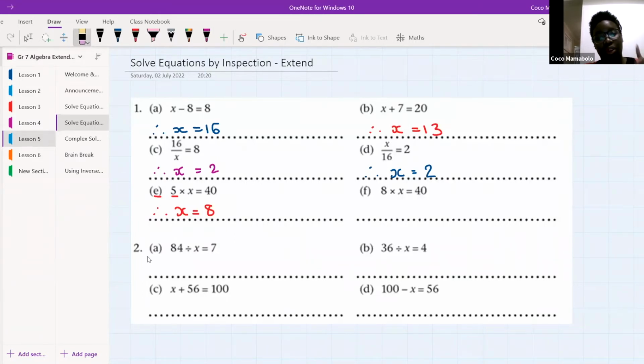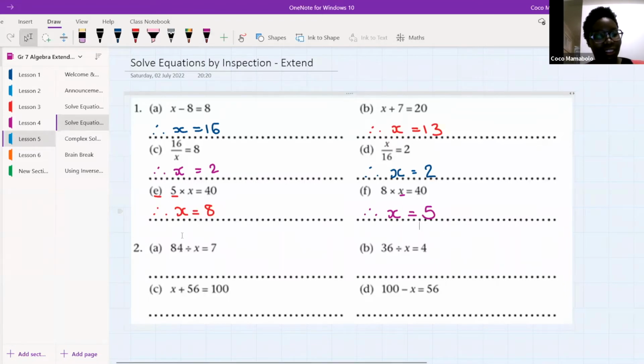Okay, Lwandle, do you want to take it away? Let's do E. Oh, F. Sorry, we're doing F. Yes, ma'am. All right. Now, remember again, 8 times X needs to give us 40. So what am I going to write underneath here? Therefore, X is equal to 5. Excellent. Therefore, X is equal to 5. Amazing. Very well done, Lwandle. Thank you, ma'am. Unilo says they've been using therefore until grade 5.